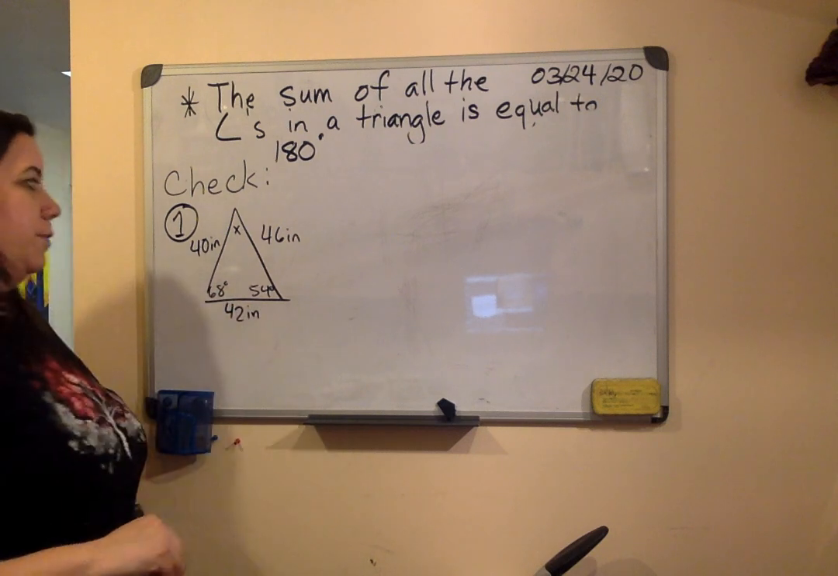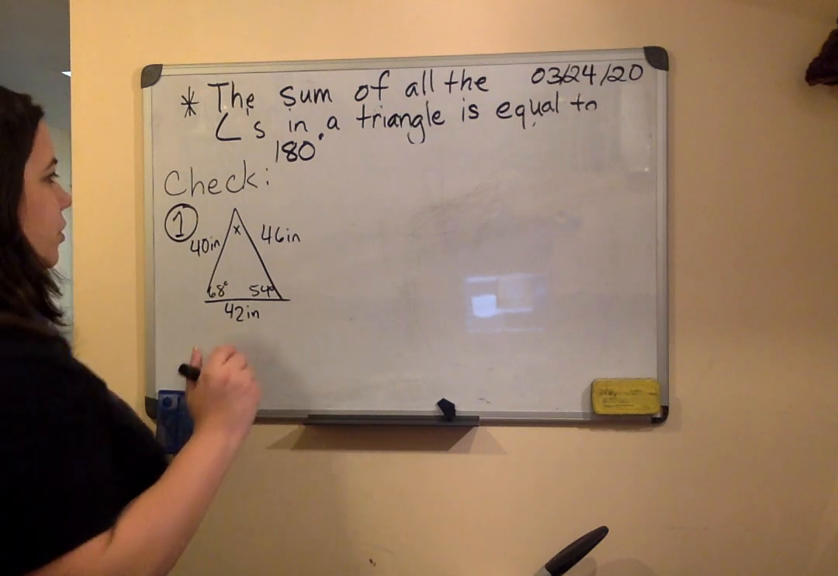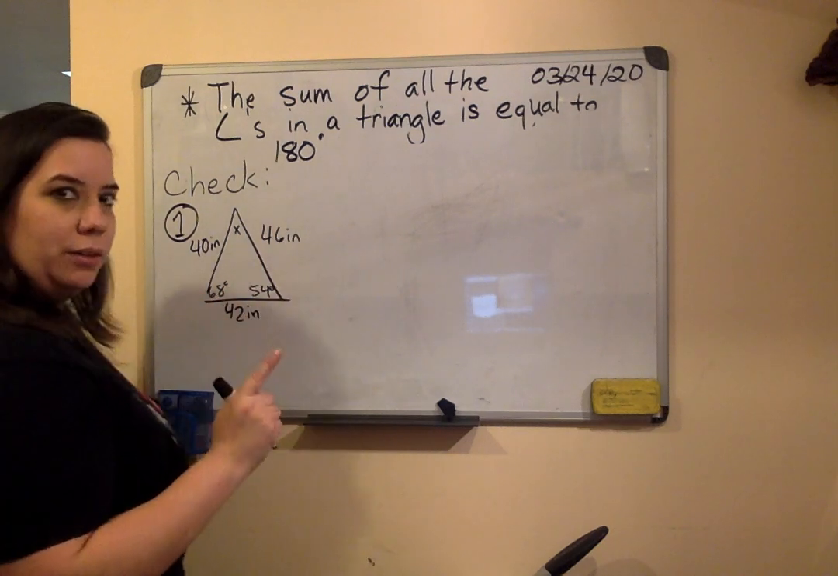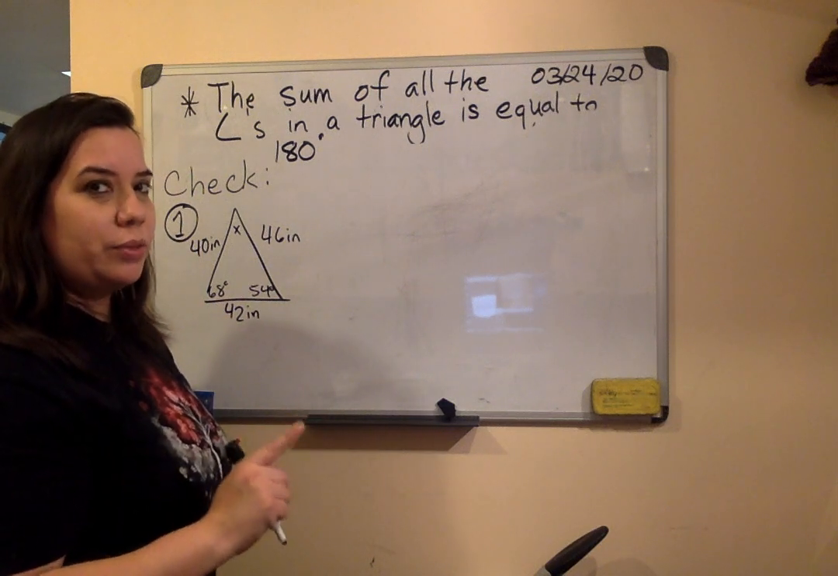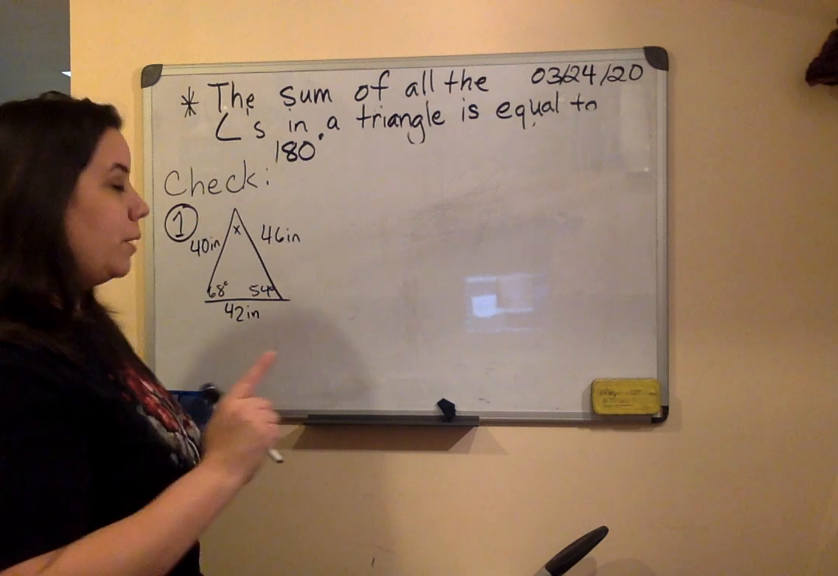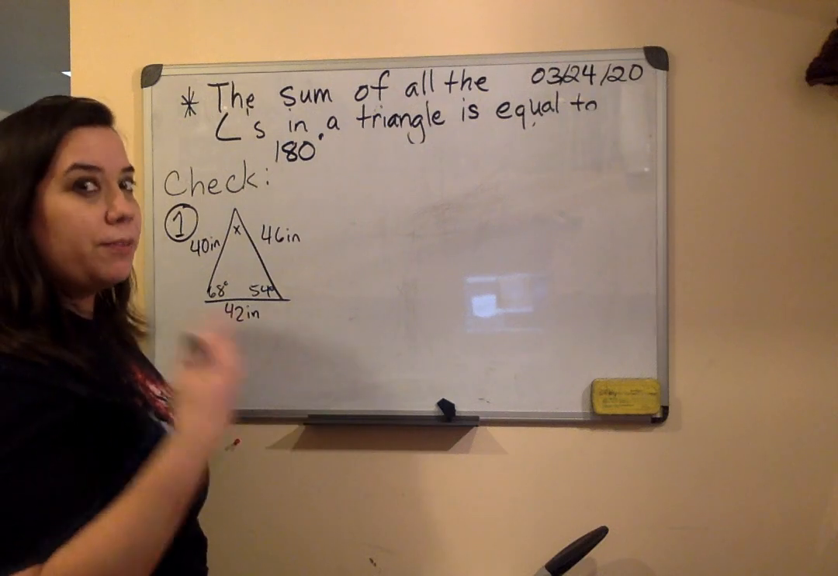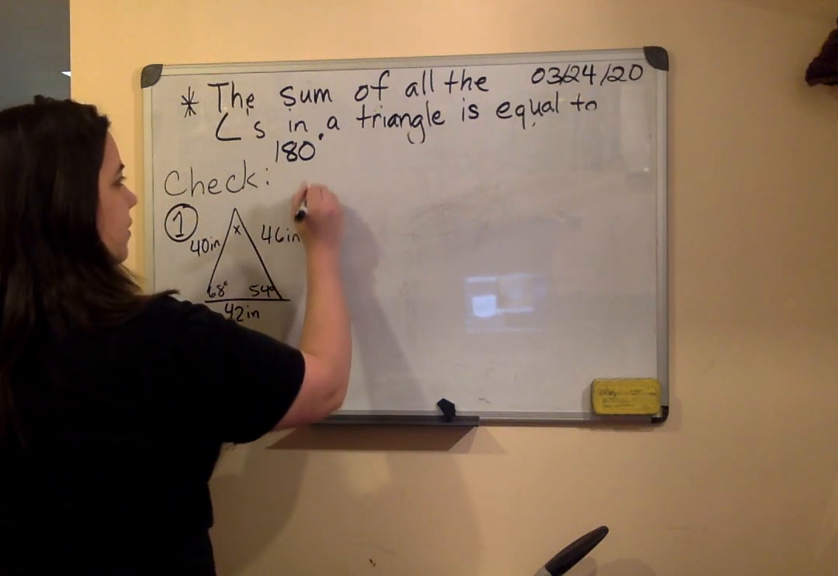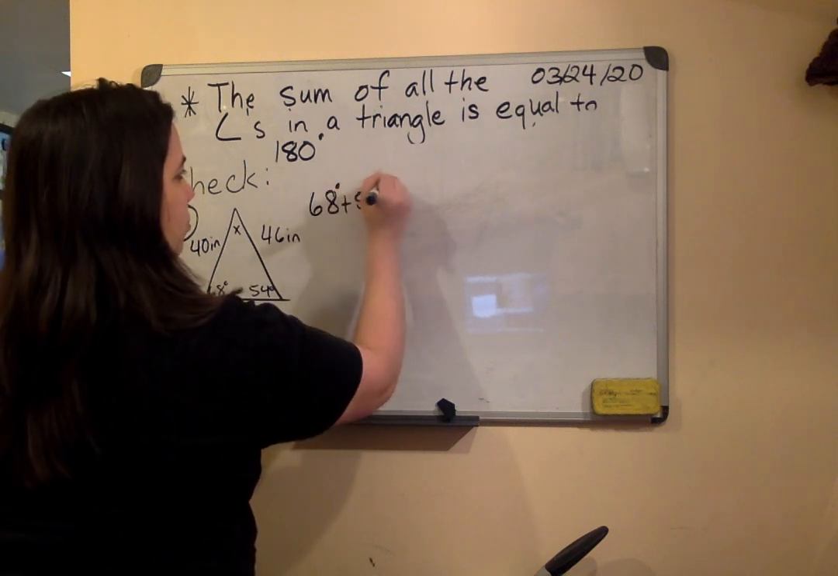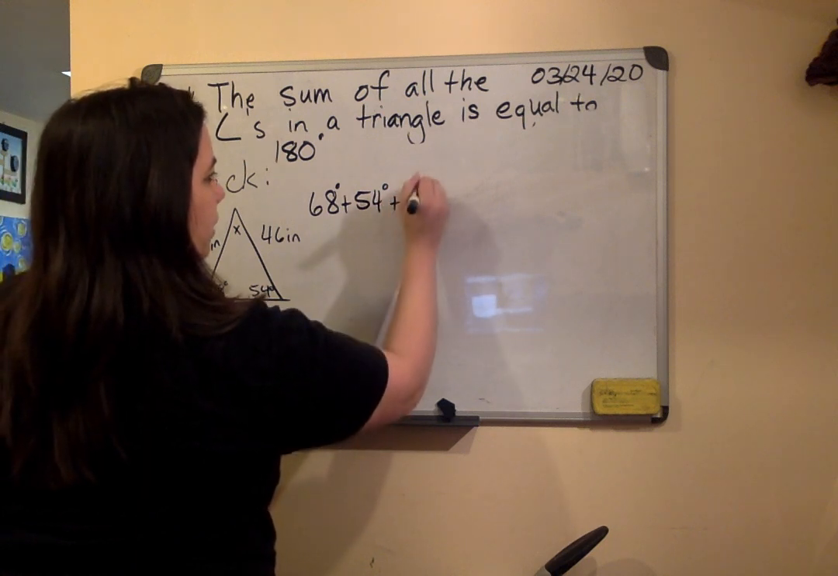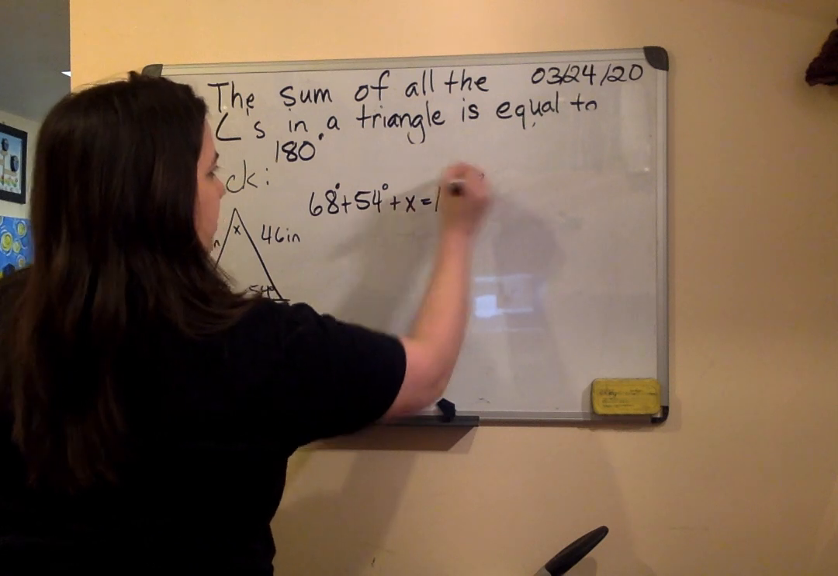So let's go ahead and solve for the X variable, and then we'll figure out the classifications, okay? So we'll go ahead and remember, the sum of all the angles equal 180. What's the equation we're going to do? Right, we're going to write the equation of adding all the angles and then equals 180. We'll figure it out from there. So we have 68 degrees plus 54 degrees. Do I know X? No, so we're going to write X for now. That's my variable. And it equals 180 degrees.